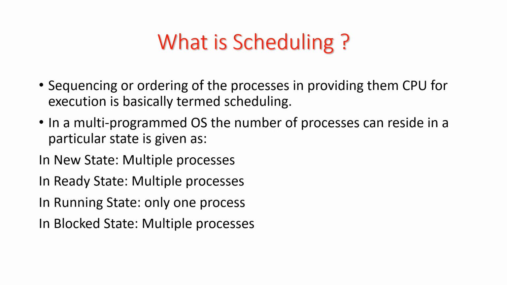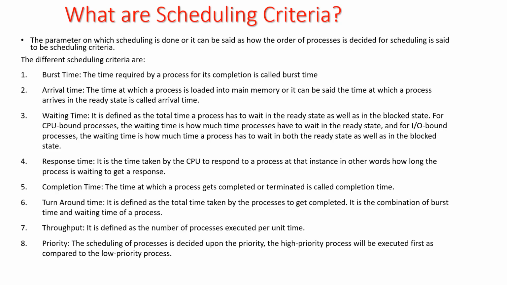In a multi-programming operating system, the number of processes that can reside in a particular state is as follows. In the new state there can be multiple processes. Also in the ready state there can be multiple processes, but in the running state only one process can reside, and in the block state there can be multiple processes.